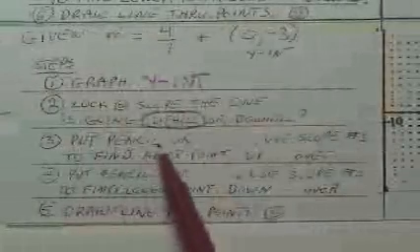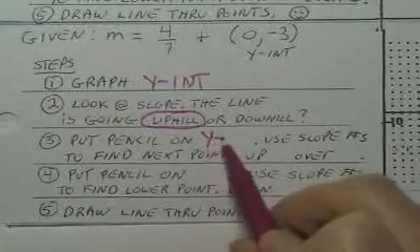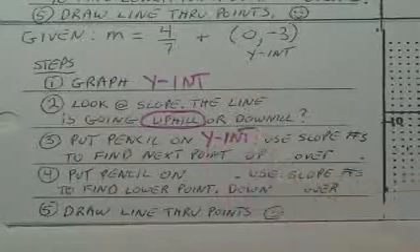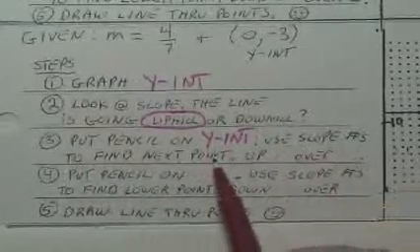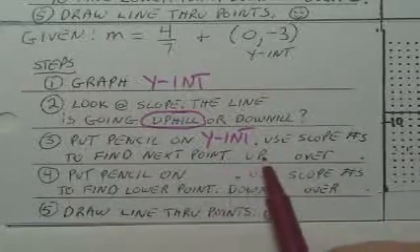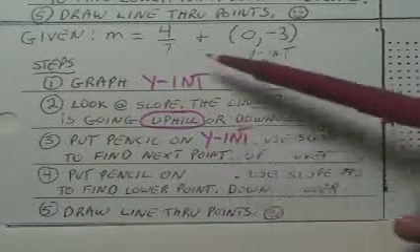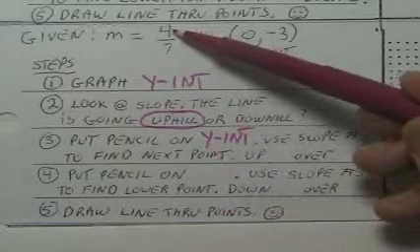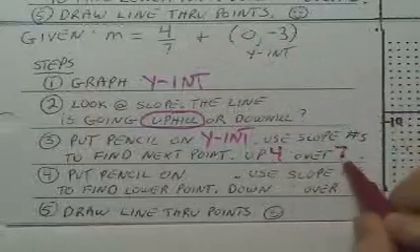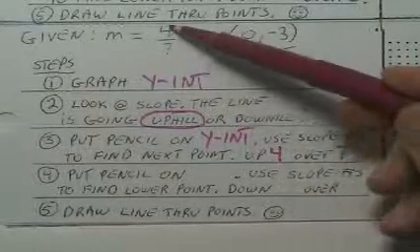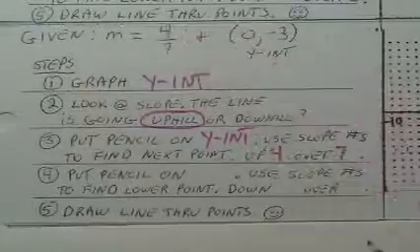Next, put pencil on the y-intercept and use the slope numbers to find the next point. Okay, and what numbers are we going to use? We're looking at the slope here. We're going to use 4 and 7. We're going to go up 4 and over 7, because those are the numbers here. The rise over the run.